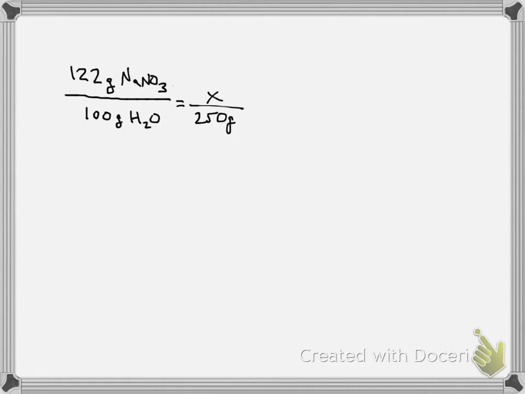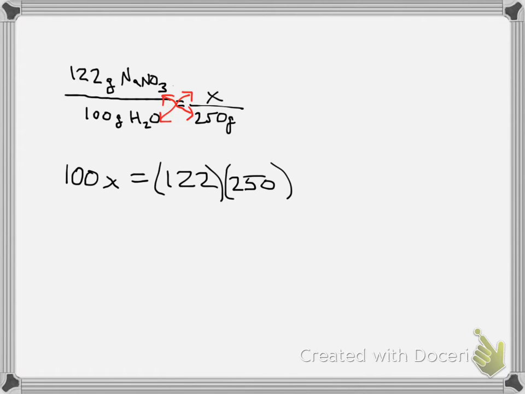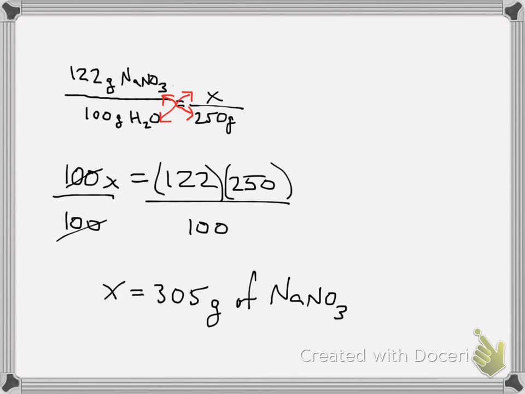Solving ratios is pretty straightforward. I always cross multiply. So I'm going to cross multiply those values. So that's what the expression should look like at this point. And we are going to divide both sides by 100 to get x alone. 100 will go away, and so we're left with the fact that x equals 122 times 250 divided by 100. So if I've done my math right, 305 grams of sodium nitrate will dissolve in 250 grams of water.